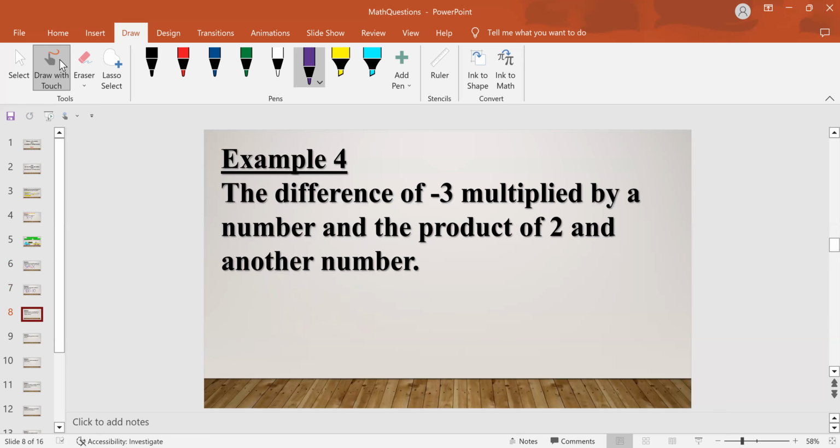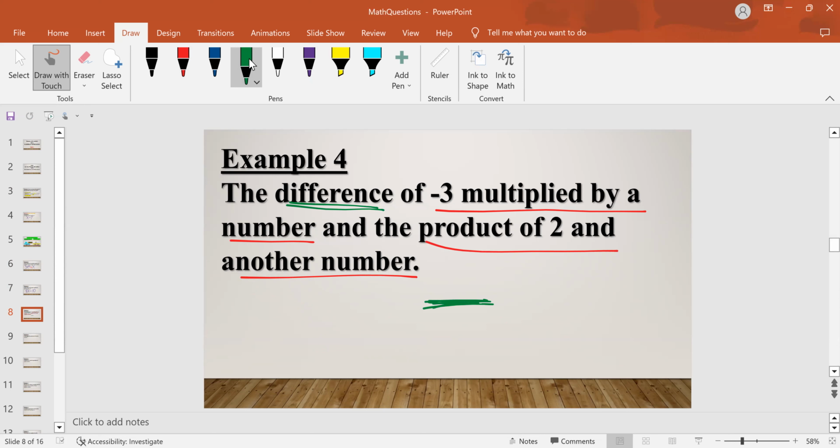The next one, example 4. The difference of -3 multiplied by a number. -3 multiplied by a number, we call this grouping. And the product of 2 and another number, so this is another grouping. But we need to do what? Subtraction between these two groupings. That's the meaning of difference. So it's going to be subtraction.